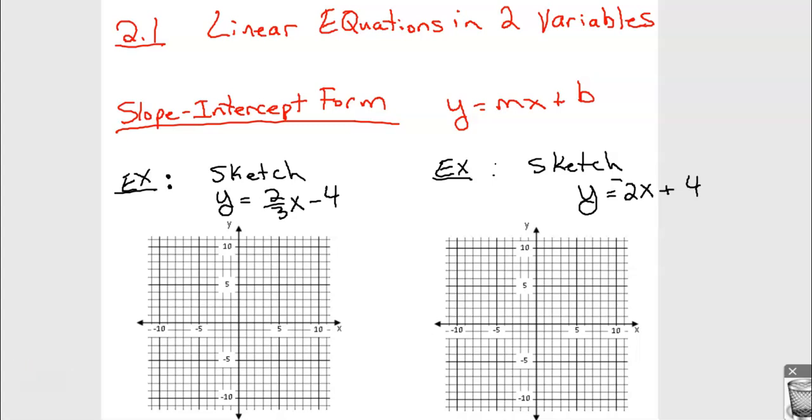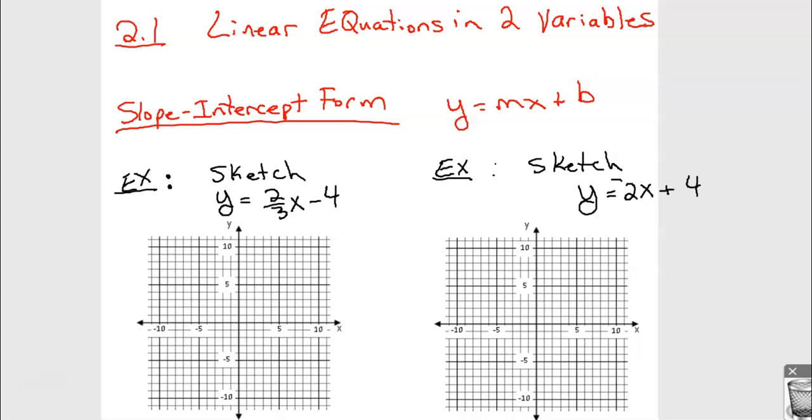This is 2.1, linear equations in two variables. Some of this will seem quite familiar to you. Way back in Algebra 1, you covered a lot of this material. So let's begin with slope-intercept form.